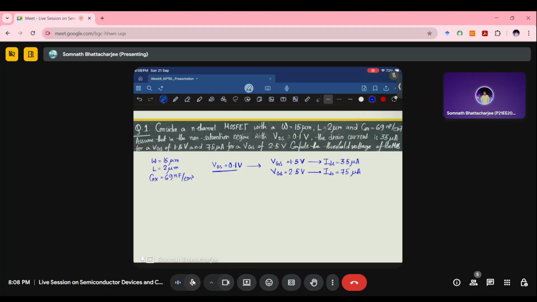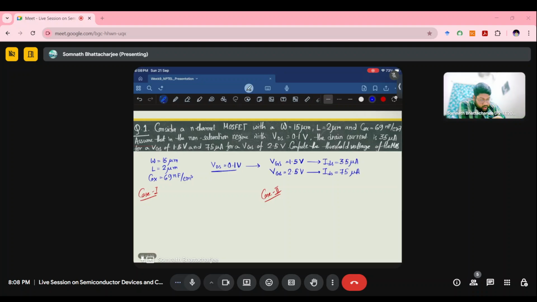If anyone has not been able to solve this, let me solve this then. What we know from this problem is that we have two different cases, right? So we'll have to solve this in two steps: case 1 and case 2. For case 1, first of all, what we need to know is that this value of VDS is very, very small.